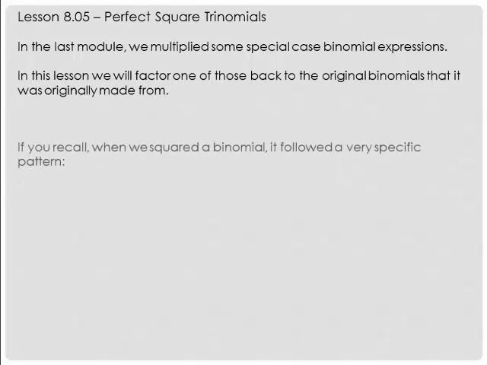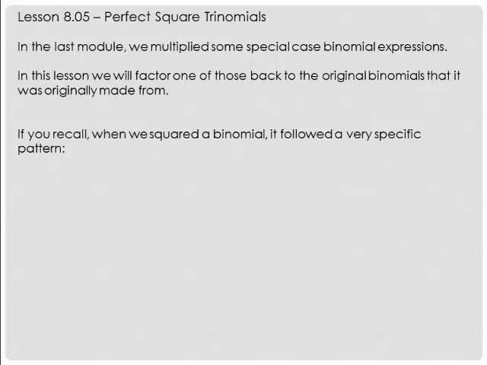Lesson 8.5, Perfect Square Trinomials. In the last module, we multiplied special case binomial expressions, and these were expressions that you could have multiplied using FOIL or a table, but we memorized a pattern so that we didn't have to do that work. And in this lesson, we're going to factor one of these back to the original binomials that it was originally made from. So if you recall, when we squared a binomial, it followed a very specific pattern.